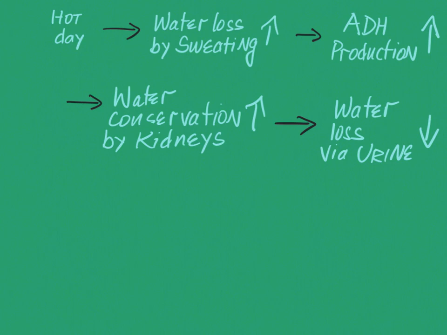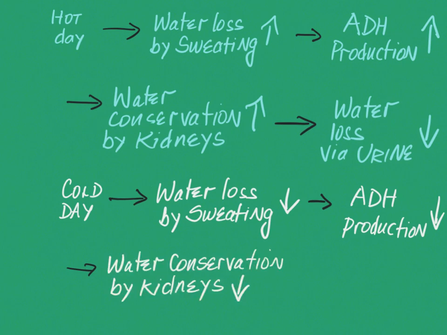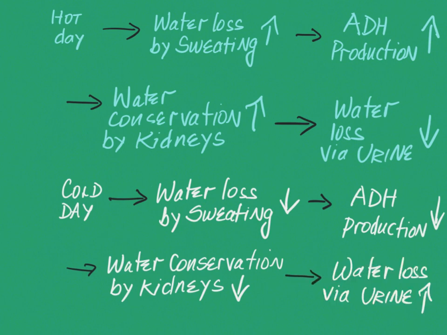On a cold day, the opposite happens. The water loss by sweating goes down, so ADH production goes down as well. And because there's not much ADH, the water conservation by the kidneys also goes down. So the kidneys end up producing more water in the urine. So you have water loss via the urine increasing.